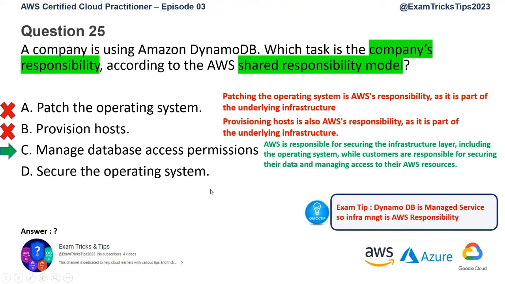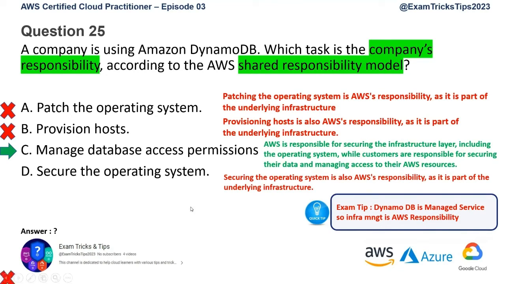Securing the operating system. Again, this is essentially protecting the underlying infrastructure, and this will be an AWS responsibility according to me. So the correct answer of this question is option C, which is managing the database access permission. Now, this question you will get in a different way. This time it's being asked for DynamoDB, but typically it could be asked with any service. Responsibilities and activities within the cloud would be the responsibility of the customers, and anything that needs management of the underlying cloud infrastructure, that's AWS responsibility.